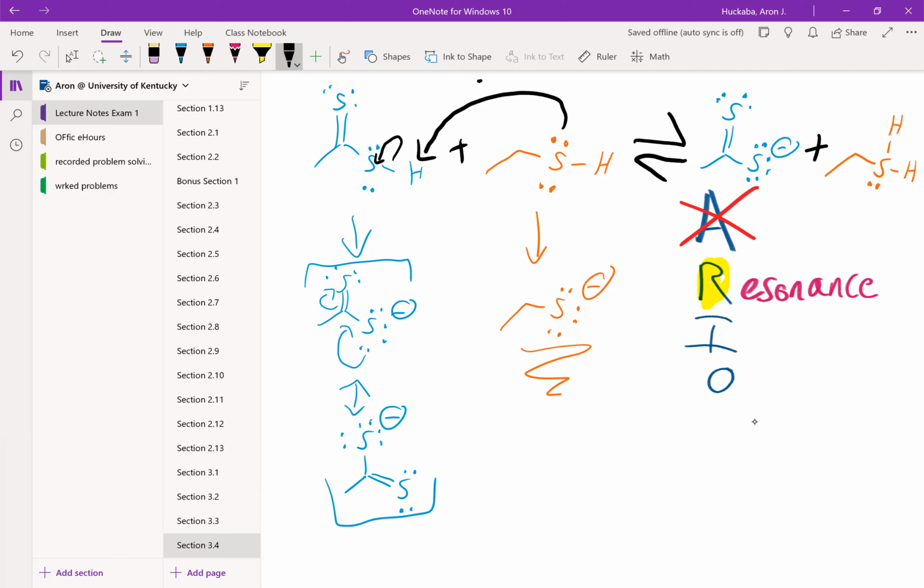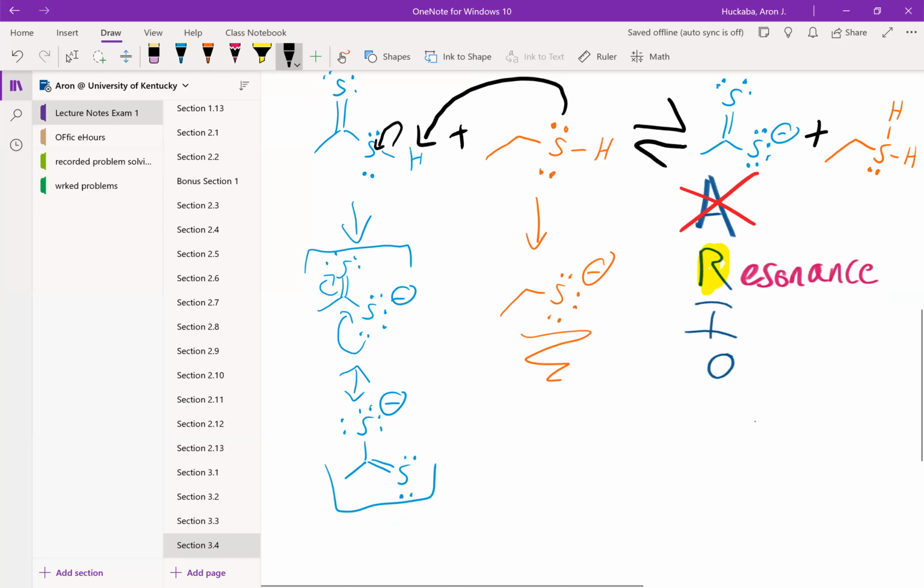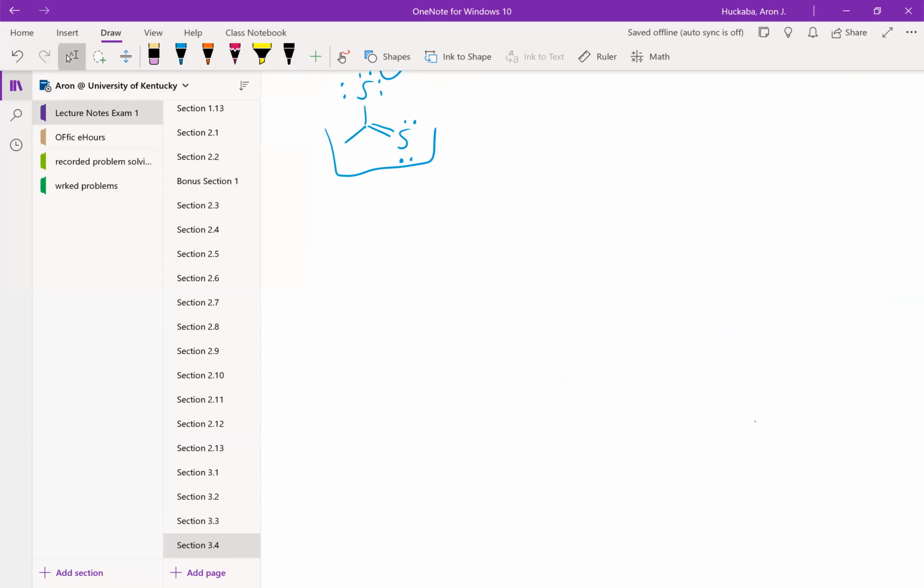All right, so that is the R in ARIO. Okay, so that is the A and the R. Next, we're going to look at the I. And to look at I, we're going to think about a similar problem that we just had. So here, let's look at these 2 molecules. Okay, here's one.